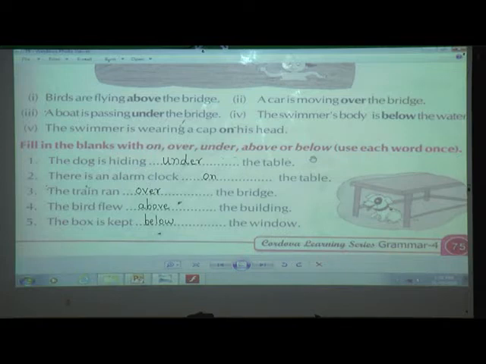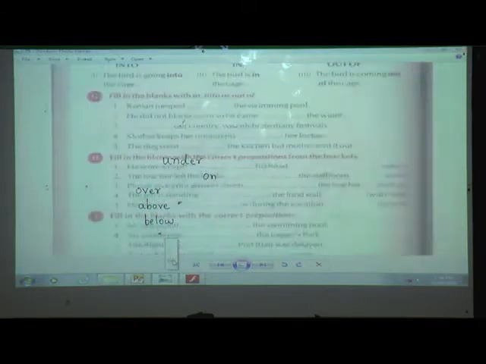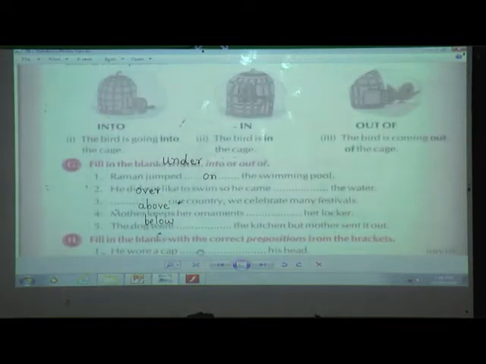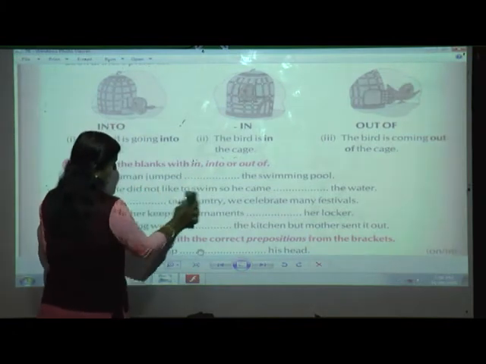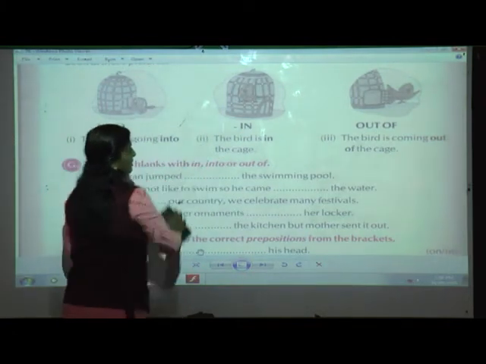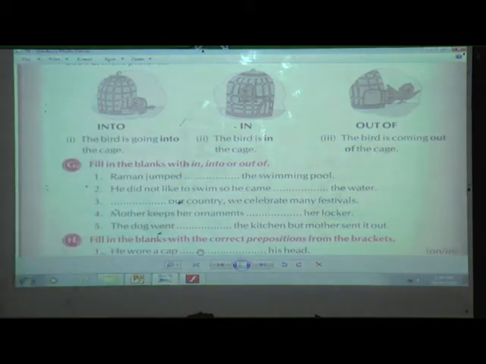Okay, we will move on to the next page, that is page number 76, and we will see more prepositions. Now see the above three images or pictures. We find the difference and according to that we will use the preposition. Okay, what can you see, students, in these three images? We can see a cage and a bird. Now we will see in each image what the bird is doing. Okay, now the first image.